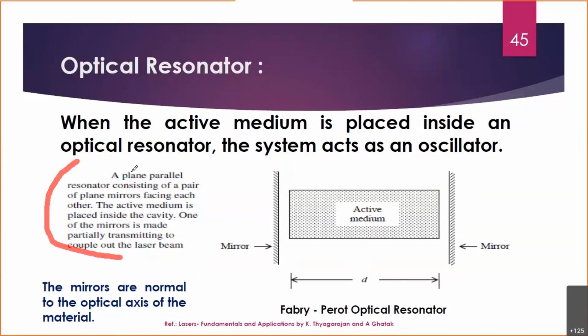Okay. This is nothing but the description of this image which you see on the right hand side. Same thing I have written, like a plane parallel resonator. So this is a resonator arrangement consisting of a pair of plane mirrors. So you see these are the plane mirrors. Pair in the sense two mirrors. So this is mirror 1, this is your mirror 2, facing each other, and the active medium is placed inside the cavity. So in between the mirrors there is a gap which you can see. If you remove this active medium, there is a gap in between. So in this gap we are keeping this active medium. So that's what they have written, the active medium is placed inside the cavity.